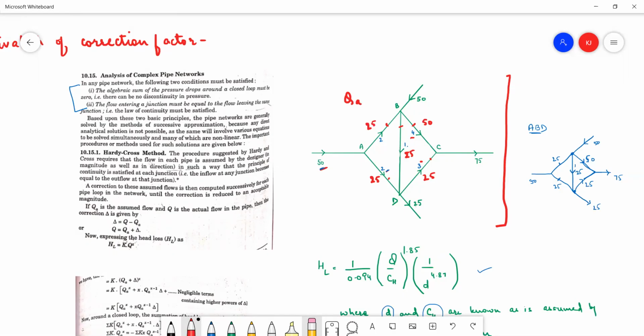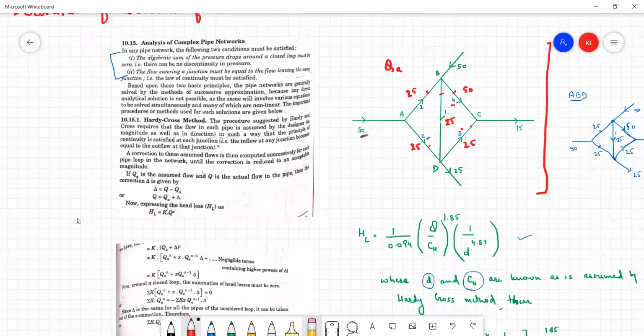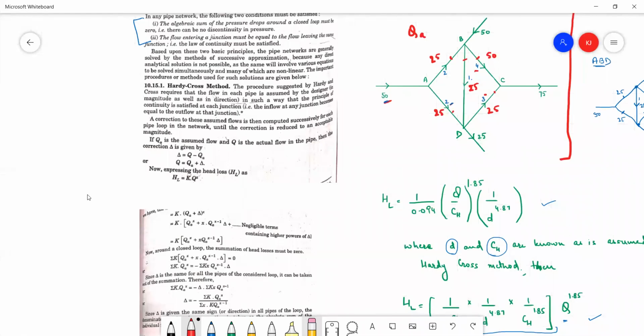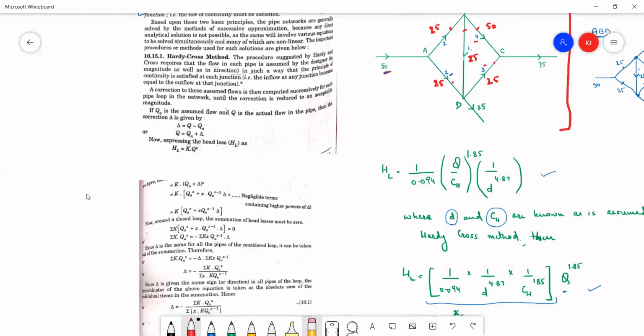Coming back to the derivation part, derivation of the correction factor, I have taken the excerpts from the book itself so that we can get over it quickly. Now QA is the assumed flow, right? And let's say Q is the actual flow which should have been there in the pipe. Then delta, which is the correction factor, can be given as actual flow minus the assumed flow. That way we can write Q, the actual flow, as assumed flow plus delta, right?